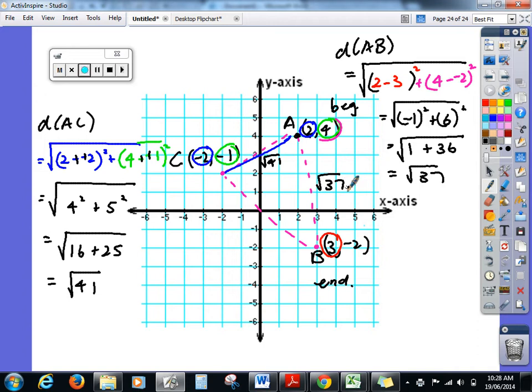To find the perimeter, we need the last side. So this is distance CB or BC, it doesn't matter. We'll do CB.